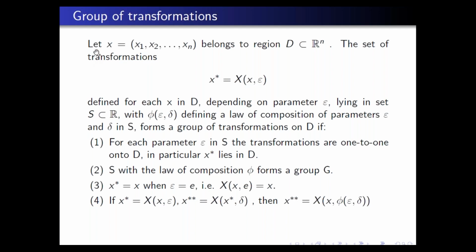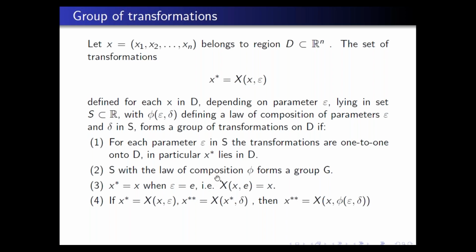Now let us see this concept in detail. Group of transformation. Let x is equal to (x1, x2, ..., xn) be a point belonging to a region D, which is a subset of R n. The set of transformations x star, that's capital X, depending on the point x and epsilon, defined for each x in D, depending on parameter epsilon lying in the set S contained in R, with phi defining a law of composition of parameters epsilon and delta in S, forms a group of transformations on D if, number one, for each parameter epsilon in S, the transformations are one-to-one onto D. In particular, the transformed point x star lies in D.